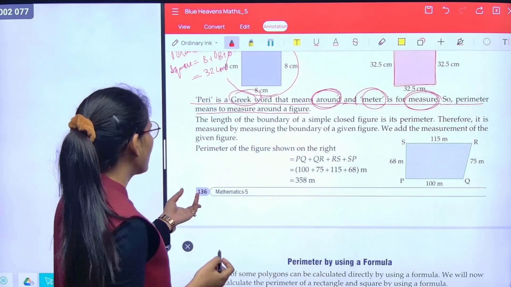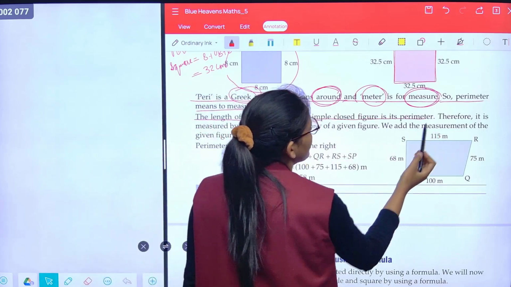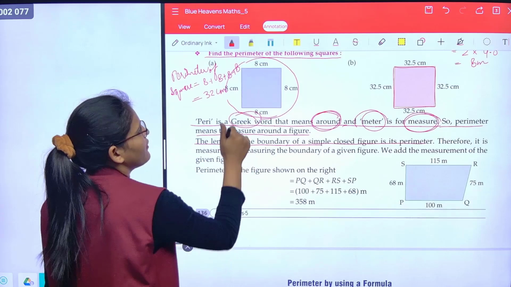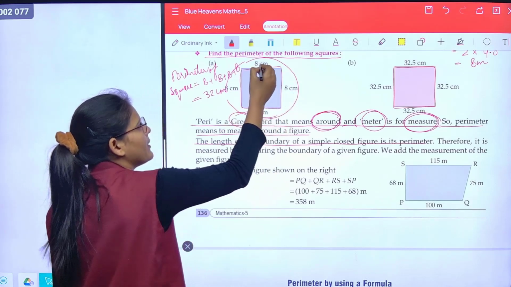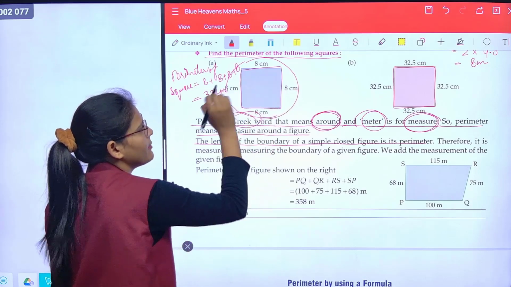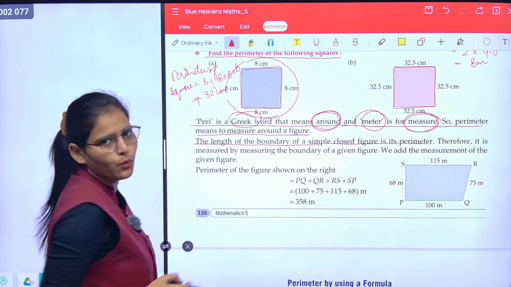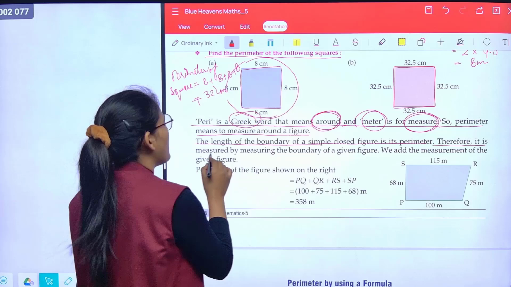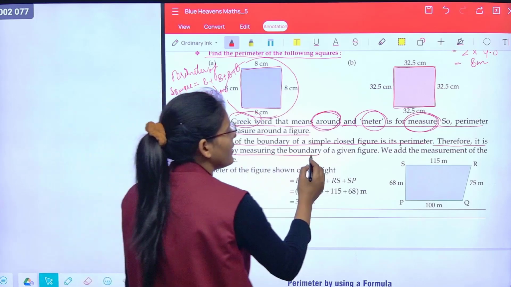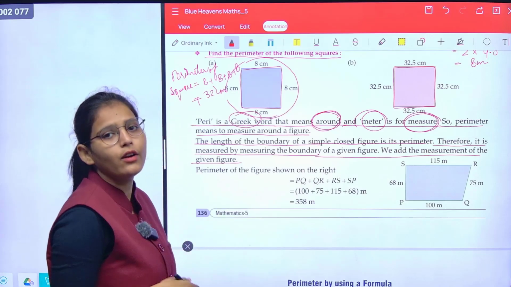The length of the boundary of a simple closed figure is its perimeter. Now class, this figure, the length of its boundary, here it is 8 centimeter, 8 centimeter, 8 centimeter, 8 centimeter. So what will the perimeter be? The sum of all of these, that is 32. Okay. Therefore, it is measured by measuring the boundary of a given figure. We add the measurement of the given figure.